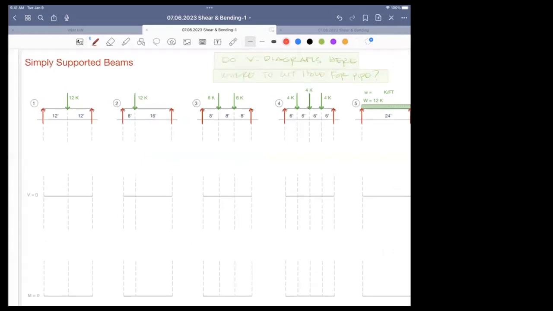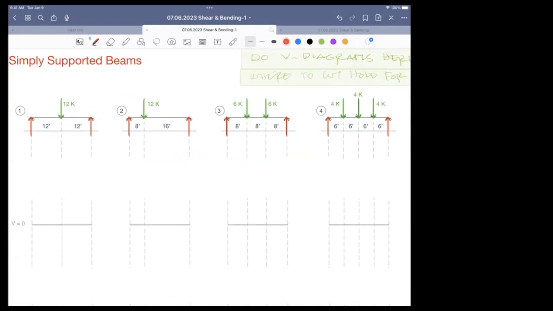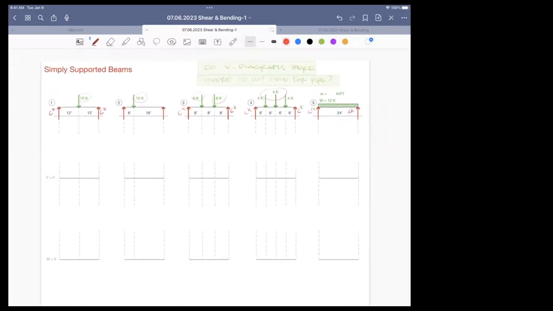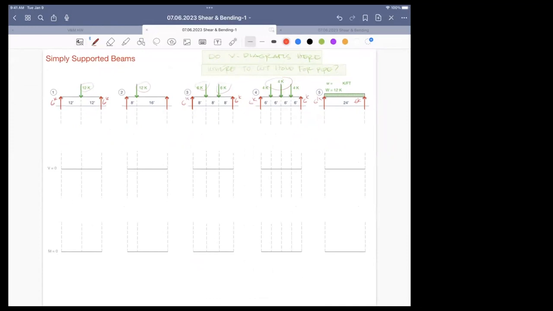I would like to remind you, if your total load is 12 kips and it's in the middle, it's 6 kips reaction on each side. As long as the loading is symmetrical, add up the loads and divide by 2. What I am doing in this exercise is keeping the 12 kips the same and keeping the 24-foot span the same, so that I can compare these cases and see which one deflects the most, which one has the most shear, etc. So each case has 12 kip total load and a span of 24 feet.